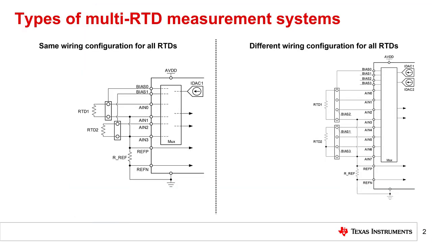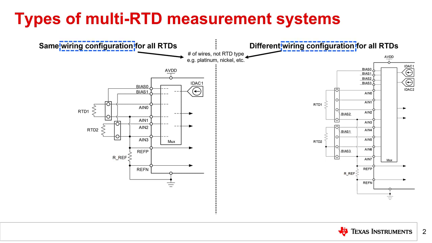Shown here are examples of the two types of multi-RTD measurement systems. On the left is an example of a system that measures multiple RTDs with the same wiring configuration, while the system on the right can measure multiple RTDs with different wiring configurations.